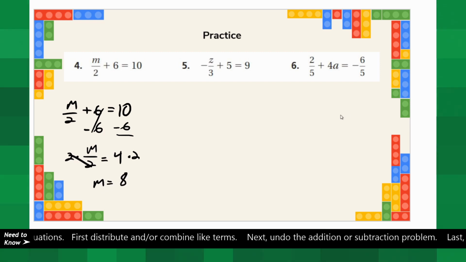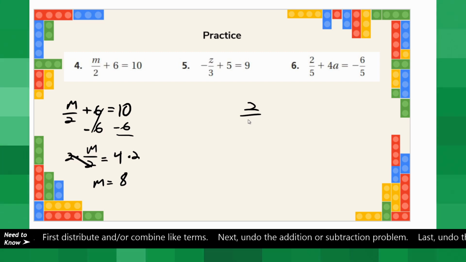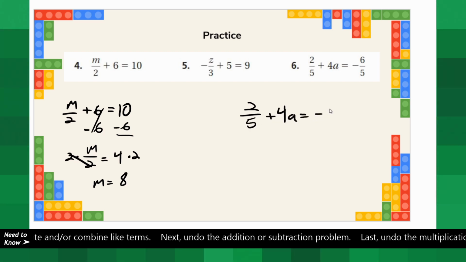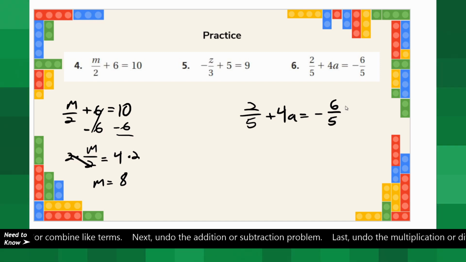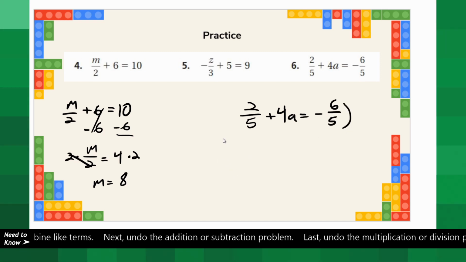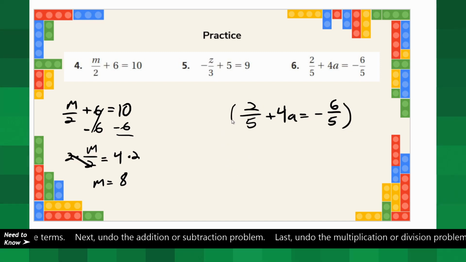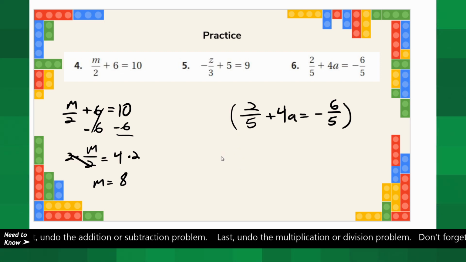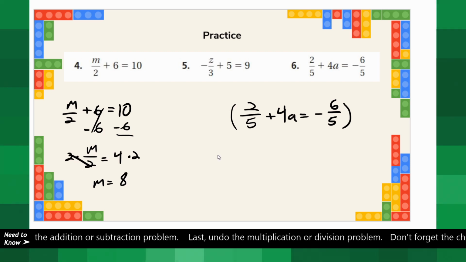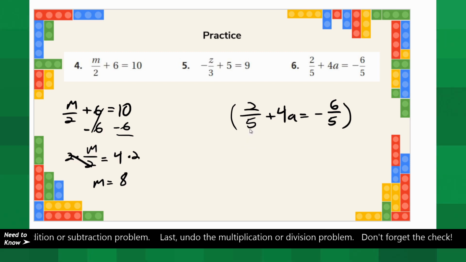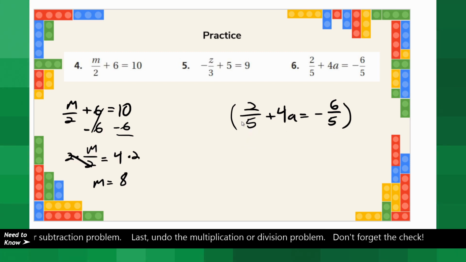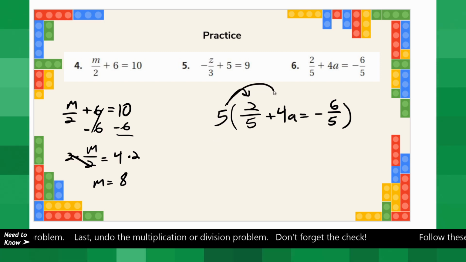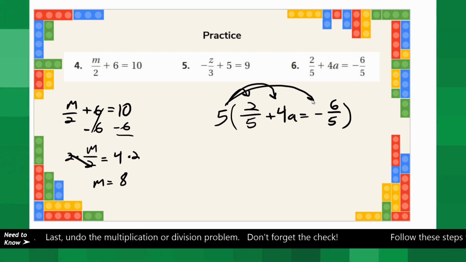Now let's do number 6. So I have 2/5 plus 4a equals negative 6/5. This problem looks tricky because I have several fractions here. So if I want to, I can eliminate all of these fractions by multiplying by the LCD of all the denominators of the fractions. So here, my fractions have a denominator of 5 and 5. Well, that's easy. The LCD there is 5. I'm going to multiply every term by that LCD.